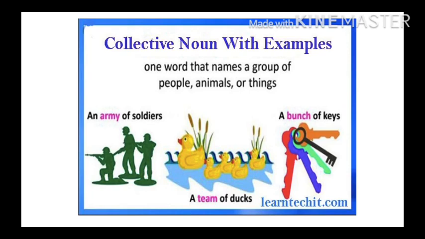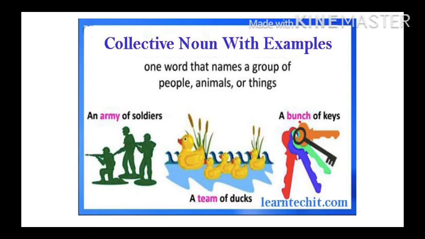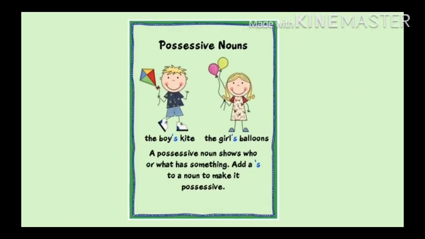For example, an army of soldiers, a team of ducks, a bunch of keys. Words like army, team, bunch, they are the words that are used to group. This is the easiest type of nouns to recognize.